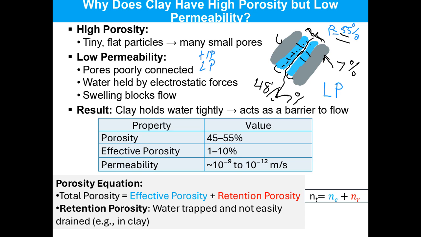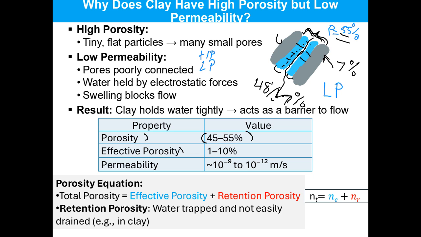So although we have a high amount of porosity, most of it is attached to the clay. The clay holds the water tightly. So you can see the porosity is high, but effective porosity is from 1 to 10. In our example, we have only 7%. So how can I get those numbers? We need to use an equation. Total porosity equals effective porosity plus retention porosity.